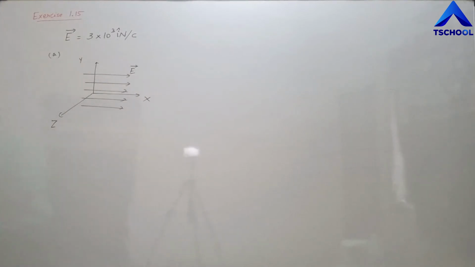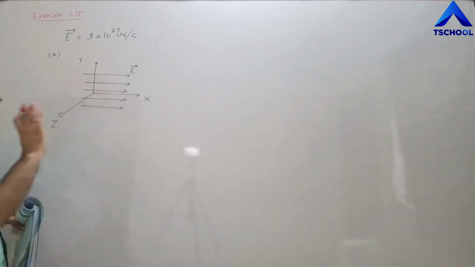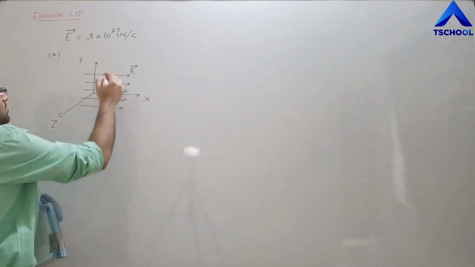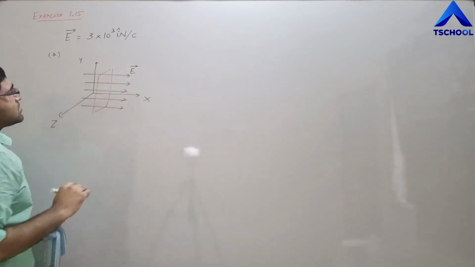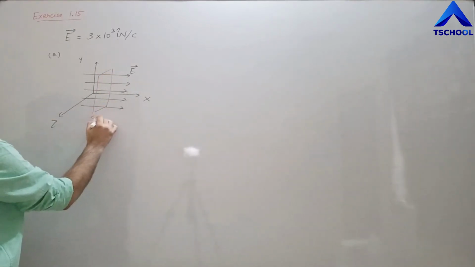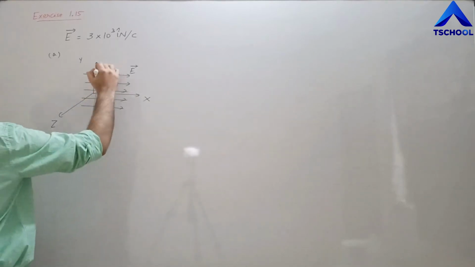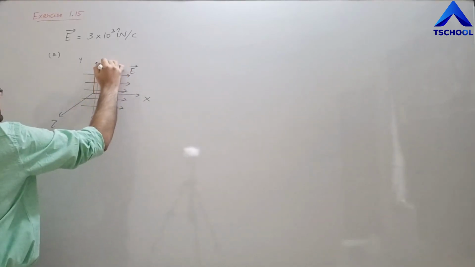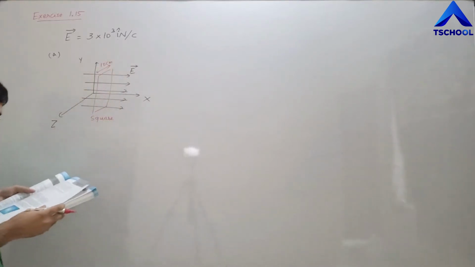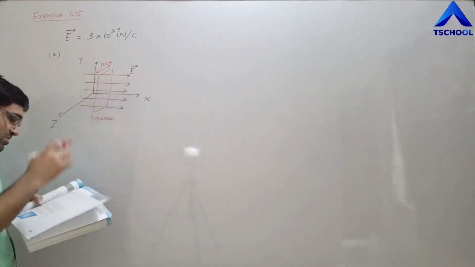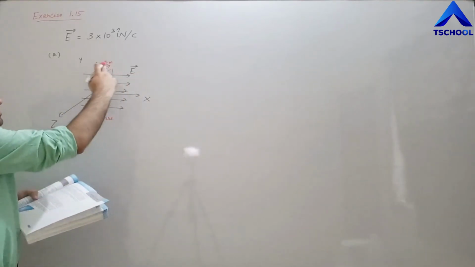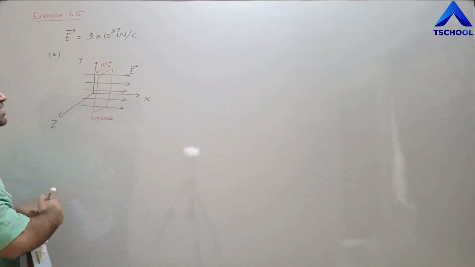And where is that plane? The plane is parallel to the YZ plane. So YZ plane obviously is this plane that's coming out, right? So let's say here is that plane. It's a square. Let me just mention that here, it's a square, and its side length is 10 centimeter. So the question is, what is the flux of this electric field through this plane, which is a square of 10 centimeter side and parallel to the YZ plane?